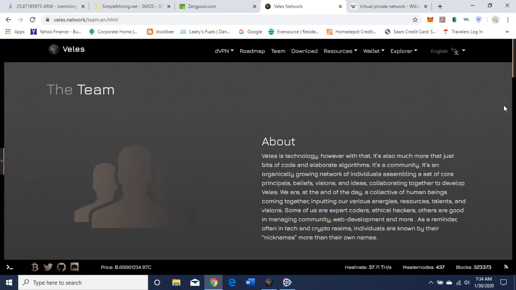Okay, here's the team. Veles is technology. However, with that, it's also much more than just bits of code and elaborate algorithms. It's a community. It's an organically grown network of individuals assembling a set of core principles, beliefs, visions, and ideas, collaborating together to develop Veles. We are, at the end of the day, a collective of human beings coming together, inputting our various energies, resources, talents, and visions. Some of us are expert coders, ethical hackers. Others are good in managing community, web development, and more. As a reminder, often in tech and crypto realms, individuals are known by their nicknames more than their own names.